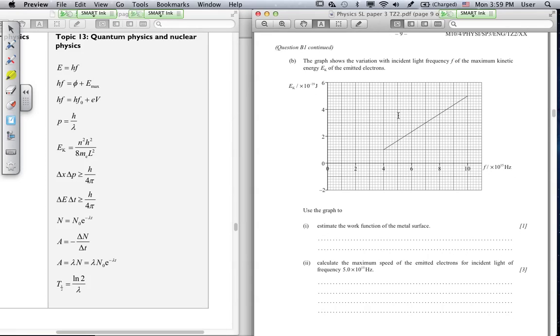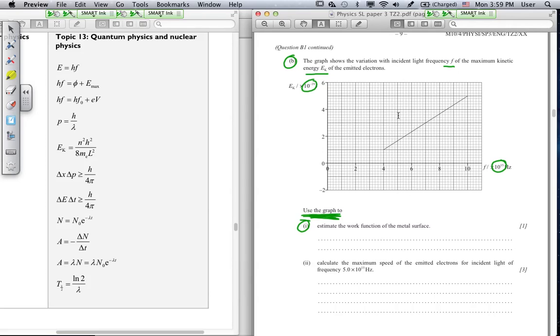In B, it says the graph shows the variation with incident light frequency f of the maximum kinetic energy Ek of the emitted electrons. So here we have the energy. Notice this is 10 to the minus 19, and this is times 10 to the 15. We have those multipliers, which one mustn't forget to use. So use the graph. You have to use values from your graph to do these next two questions. Estimate the work function of the metal surface.